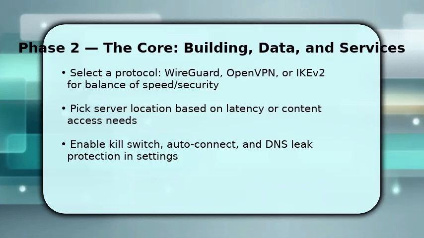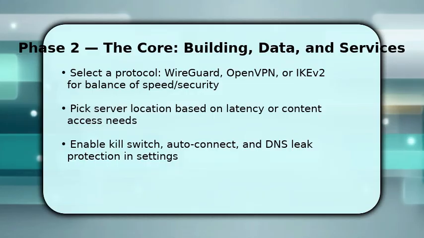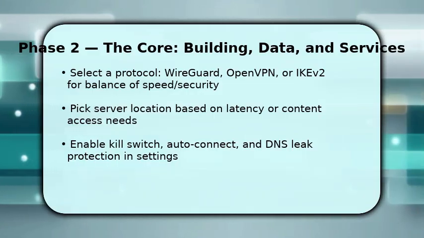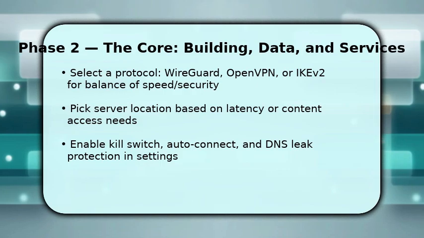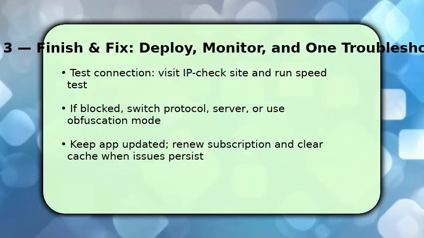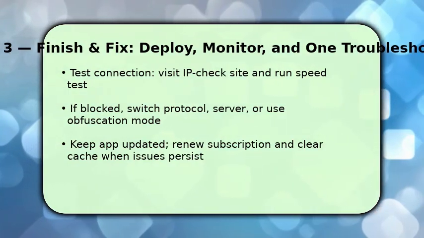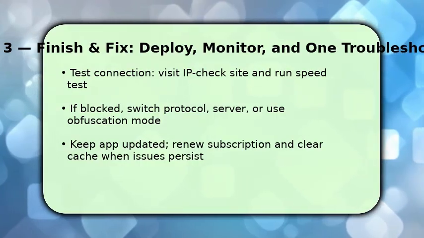Once settings are saved, connect and test your public IP and location to confirm the tunnel is active and traffic is routed through the VPN. To finish, verify the VPN is working. Check your public IP and run a speed test to ensure acceptable performance.